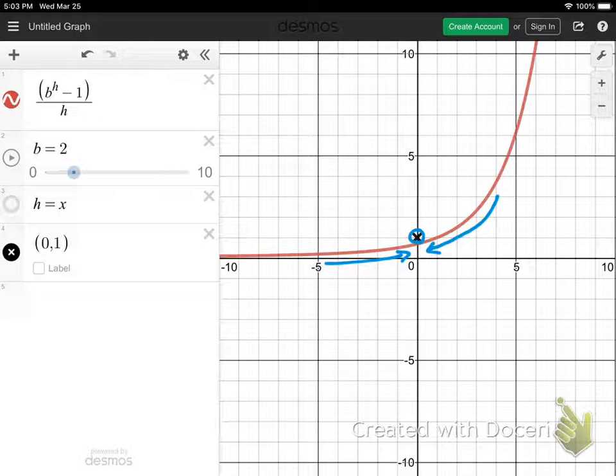Now, I'm going to point out that I happened to choose a value of b equal to 2. So when we let b be equal to 2, it seems like the limit as h approaches 0 of 2 to the power of h minus 1 over h is not quite equal to 1. It's going to be a little bit less than 1. So what we're going to do is pick another value instead of b equal to 2. So that'll be our next slide here. Let's see what we have.